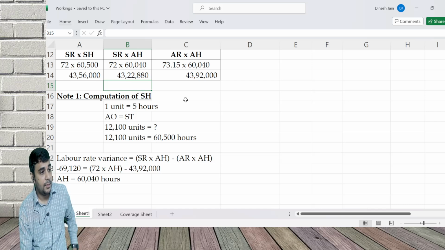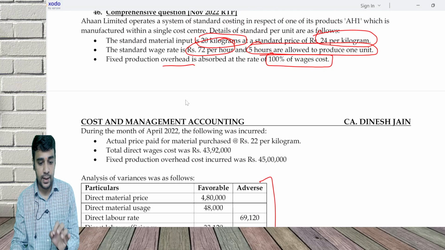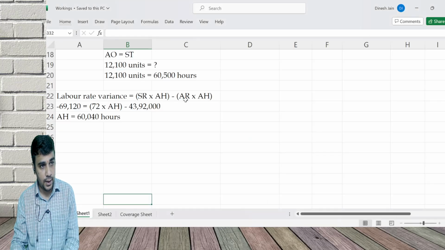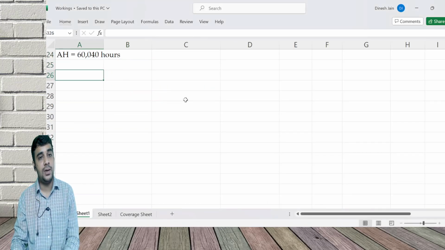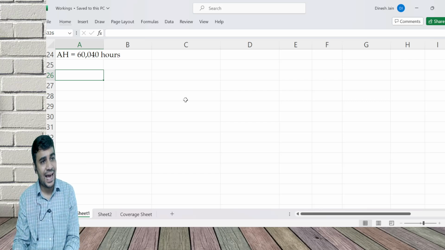Clear on labor variances. Let's move to overhead variance. In overhead variance, the question has clearly used the word fixed production overhead. So these are fixed overhead variances. Do you have data on actual days and budgeted days in the question? Any information on calendar variance asked in the question? No. So this is without calendar.